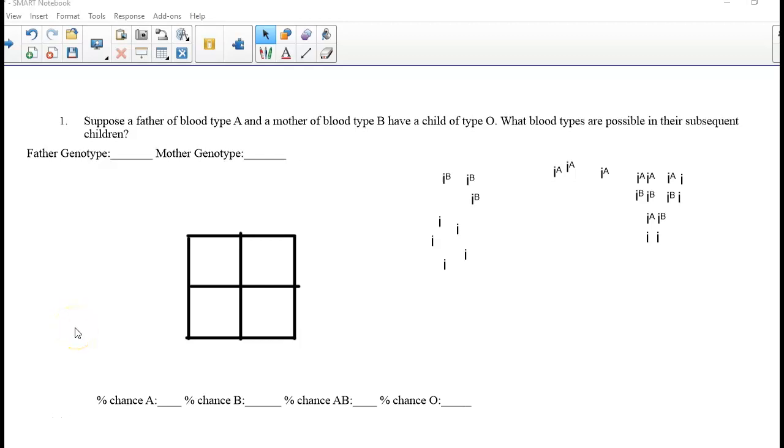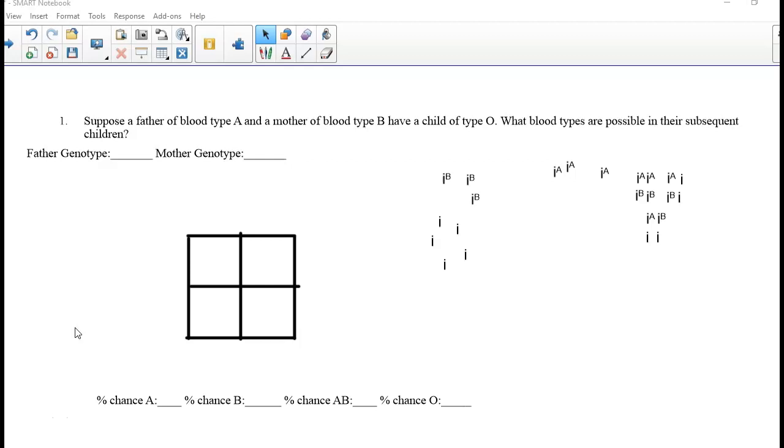Okay, we're going to do this first problem from the blood type worksheet together because I feel like this is a topic that's a little confusing and it might be helpful to just at least do this first one together. So if you haven't done it yet, you might want to watch this. And if you have done it already, maybe go back and take a look and make sure you did it right.